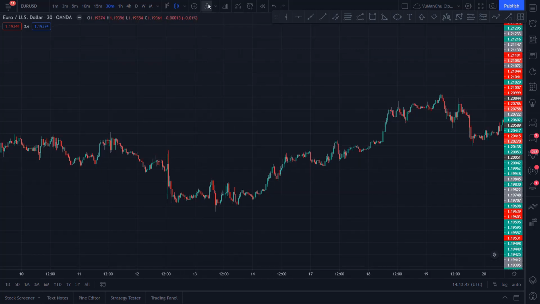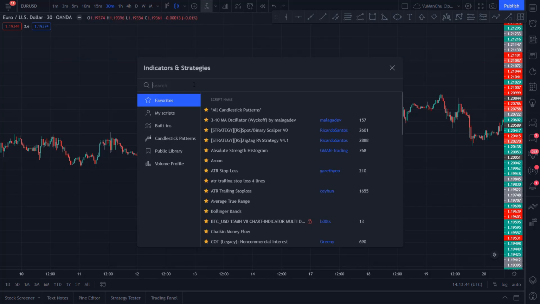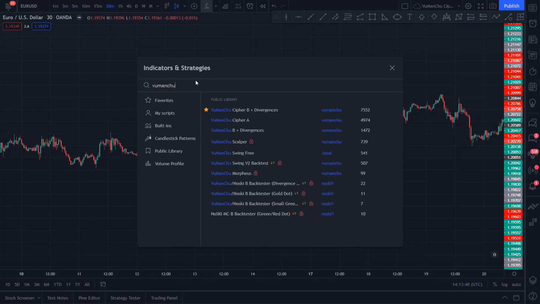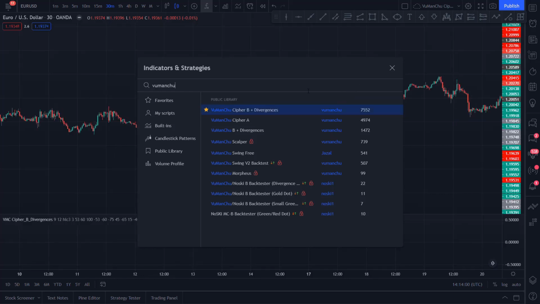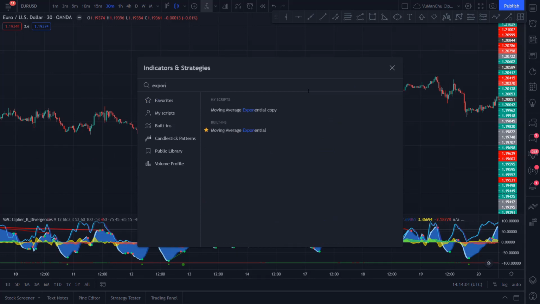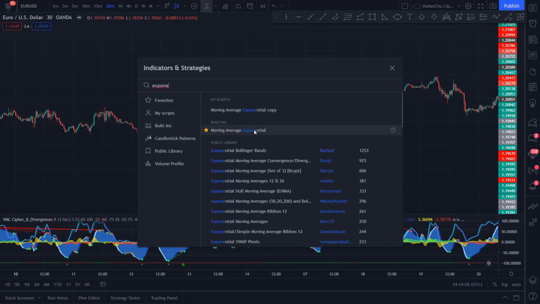Okay, so to get Market Cipher for free, you are going to type in Wu Menshu. And as you can see, the first one is going to be the Market Cipher B, and the second one is going to be the Market Cipher A. For this strategy, we are going to use the Market Cipher B, and we will need two exponential moving averages. So type in exponential moving average, and you will find 1 and 2.